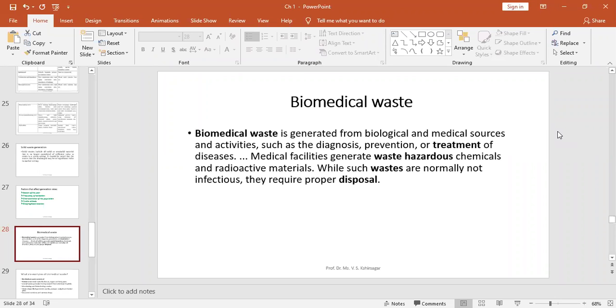So biomedical waste is basically generated from hospitals or such types of treatment units or the prevention and diagnosis types of units.